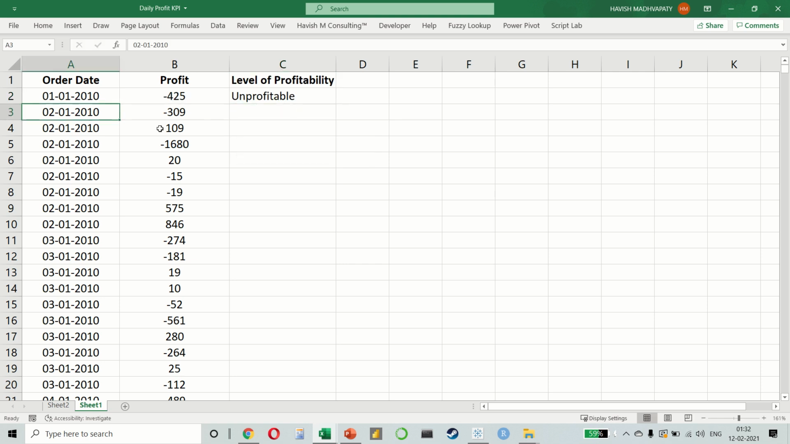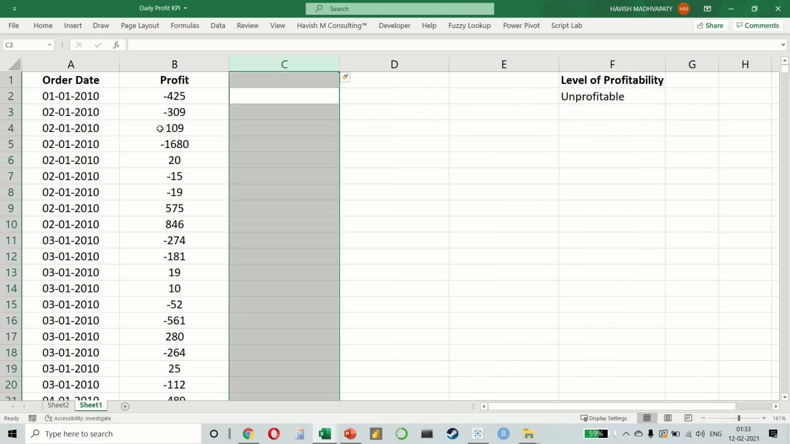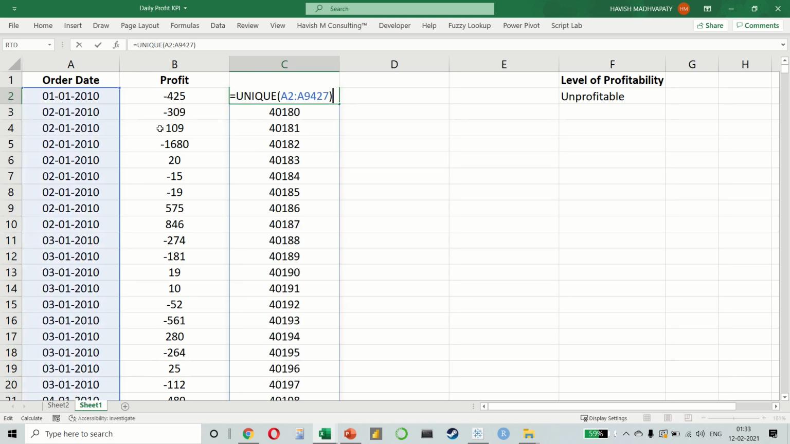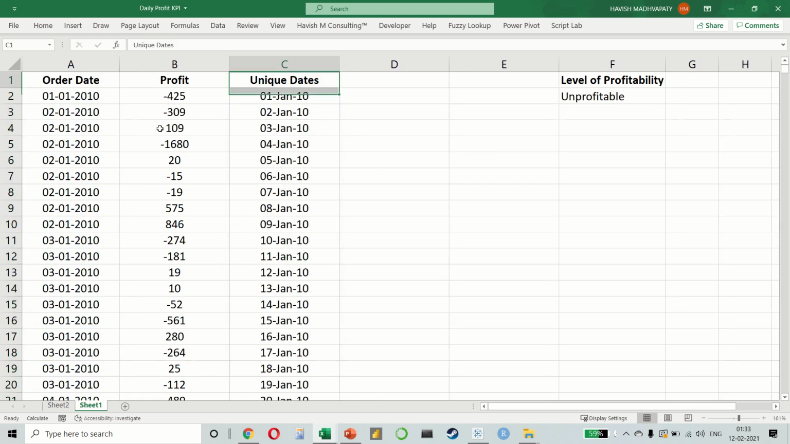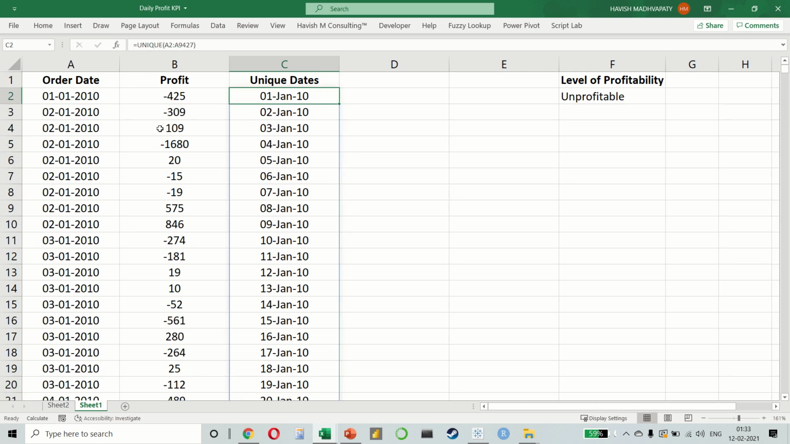But the problem here is that we have multiple transactions on the 2nd of January. So it does not make sense for me to find the profitability for each transaction. We have to find it at the level of each date. So let's shift this to the right. We will first find the unique dates, which is UNIQUE. Let me also change this into a date format. So now we have every date appearing only one time.